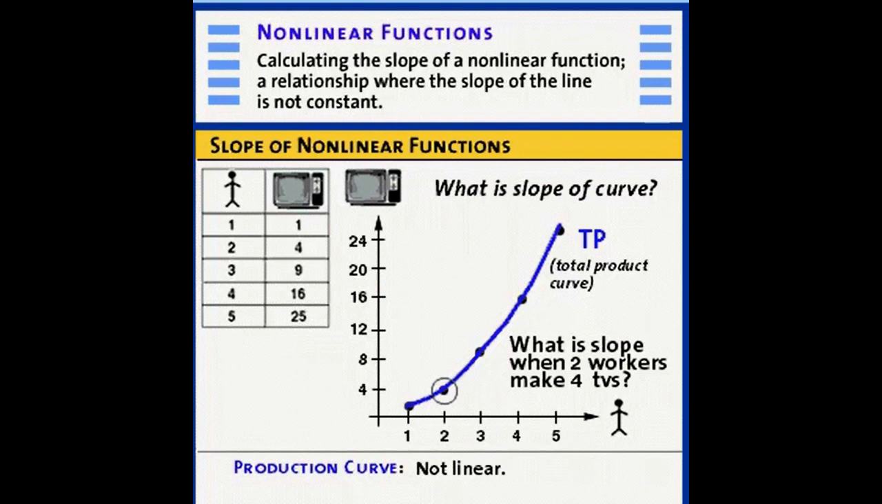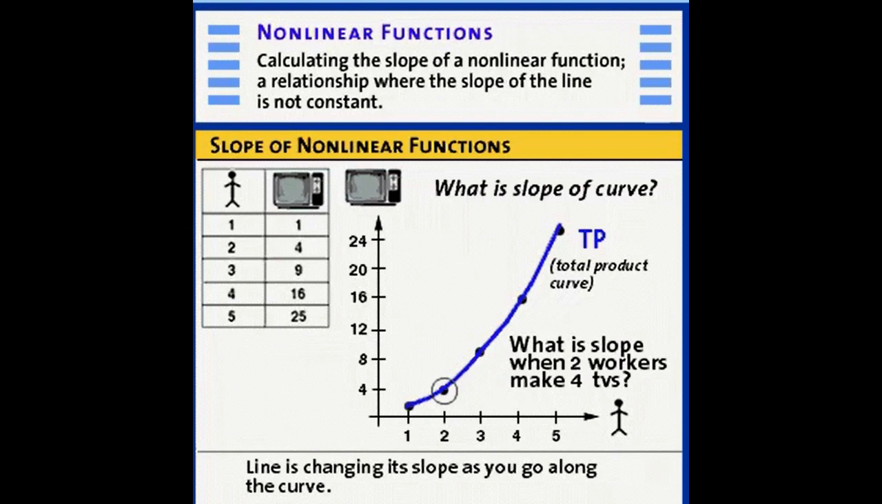Well, to calculate the slope of a curve, it's not quite as simple as looking at two points on the curve. Because as you move from one point to another, the line itself is changing its slope. Down here, our blue curve is relatively flat. But as we move up the curve, notice the line is getting steeper and steeper. The slope is changing all along this blue curve. So if we want to calculate the slope at a particular point, we can't just look at the slope between two points on the curve, because even a small movement from here to here causes a change in the slope of my total product curve.